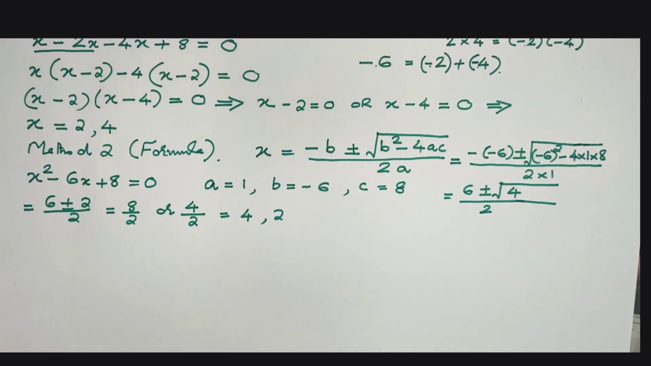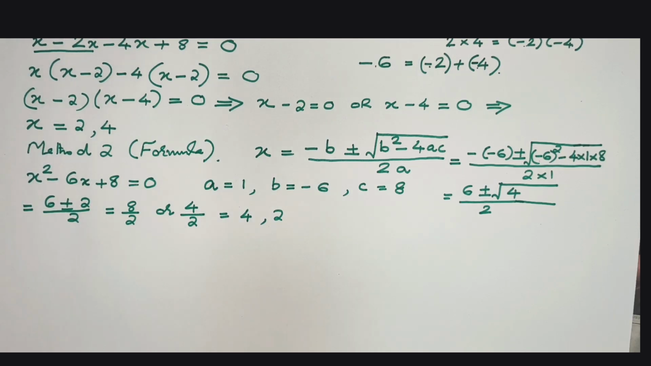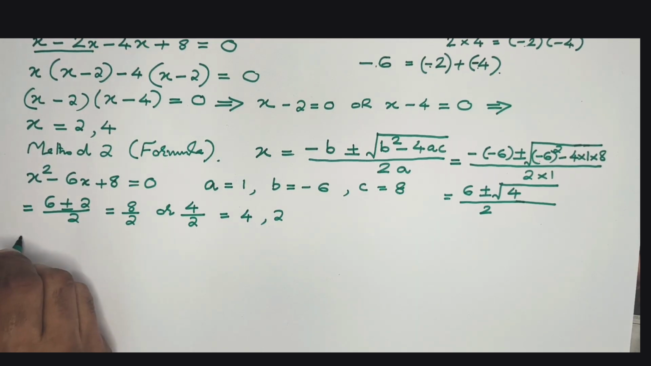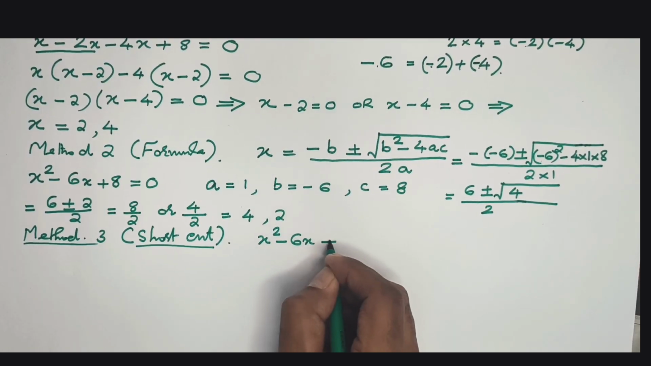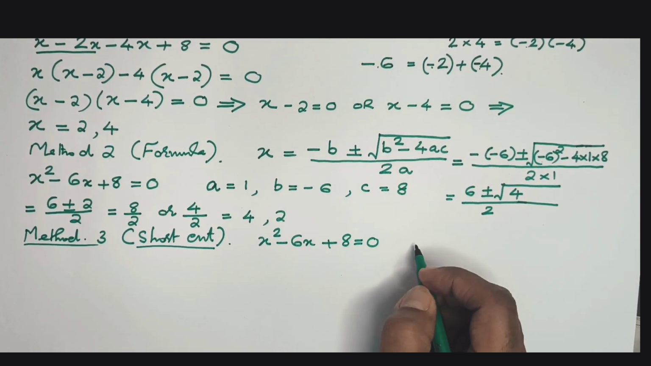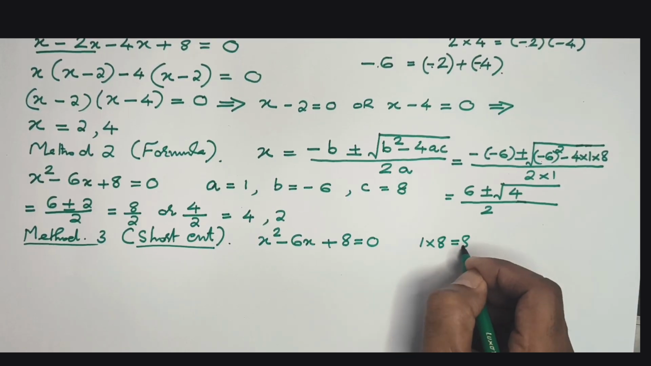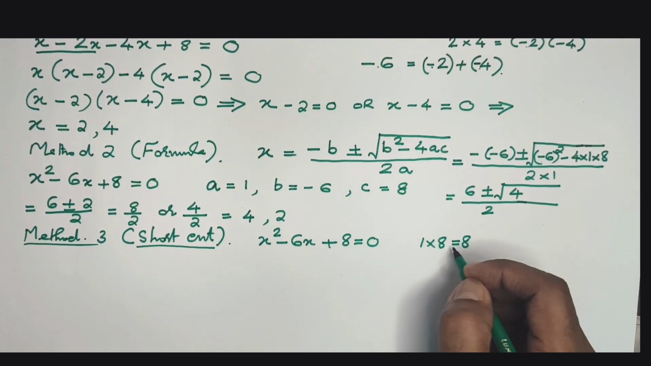Now I'll take you through the shortcut, which is actually based on the factorization method I showed you first. There, what we do is, okay, let me write the equation again. x squared minus 6x plus 8 equals 0. Like I showed you in the factorization method, 1 into 8 is 8. I hope you remember what I discussed in the first method. This is the first thing to do.